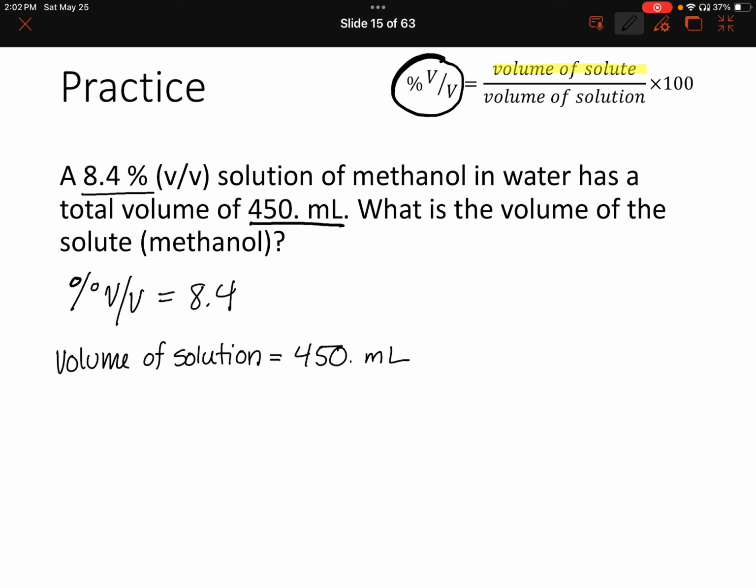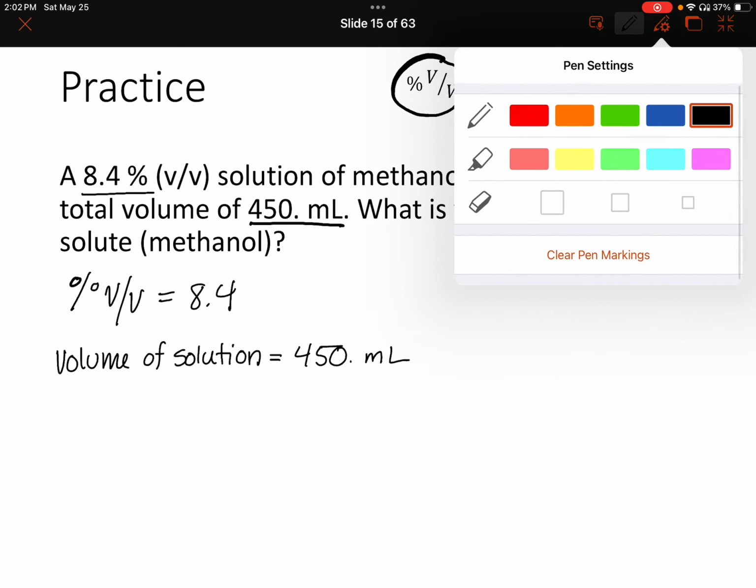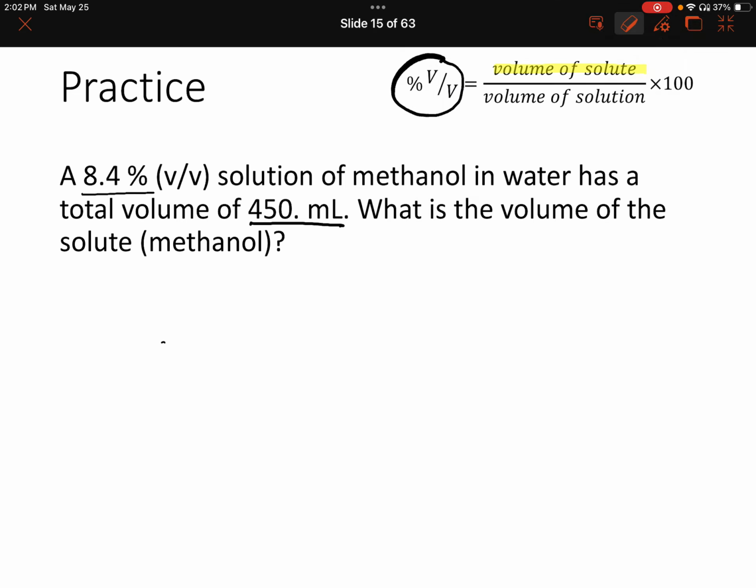So we've got, I'm actually going to erase and make a little more room here. So we've got 8.4 is equal to, and then we don't know the volume of the solute. So I'll just label that V solute. And we'll divide that by 450 milliliters. And then we'll multiply by 100. Okay, so we just need to rearrange a little bit and solve for the volume of the solute.